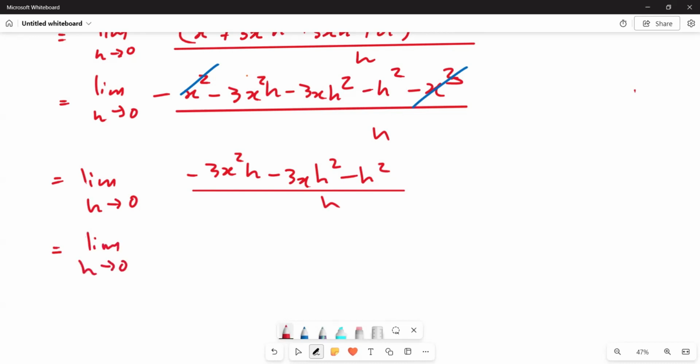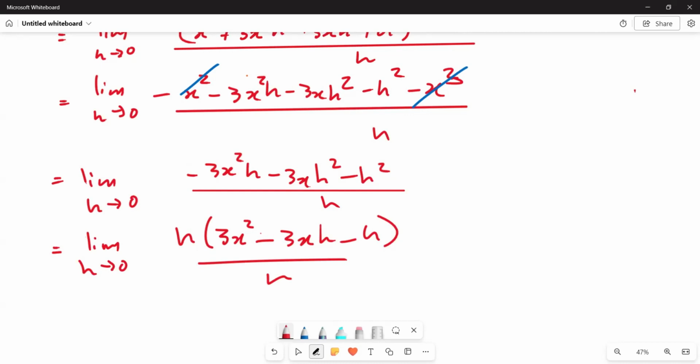Now you take out h as a common factor. This is going to be h into negative 3x squared, subtract 3x h, subtract h squared, over h. Can you see that? And what is it that is going to happen? The h and h are going to cancel. As soon as you've canceled the h, then you substitute your h that approaches 0. So this is going to be negative 3x squared minus 3x into 0, subtract 0 altogether.